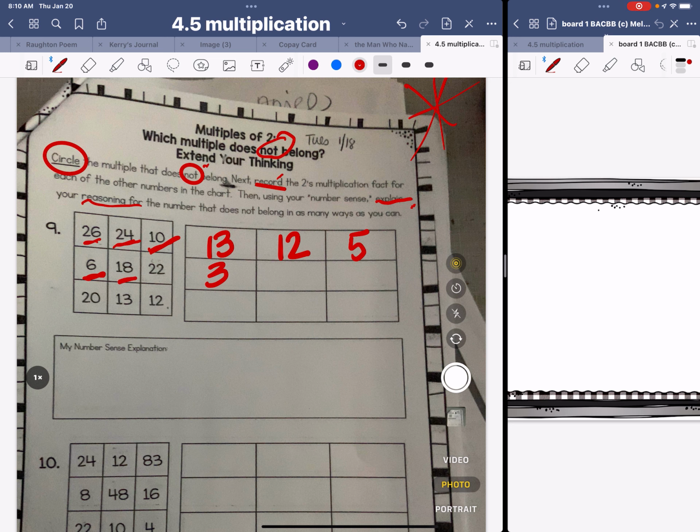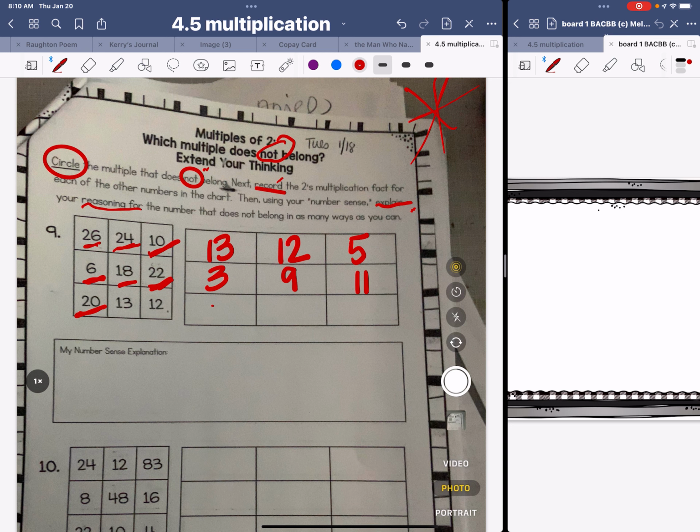18. What number do I multiply 2 by to get the product of 18? 2 times 9. And now we're looking at 22. What number do I multiply times 2 to get the product of 22? 11. Next, what number do I multiply 2 times to get 20? I know that I multiply 2 times 10 to get 20. And then what number do I multiply 2 by to get 13?